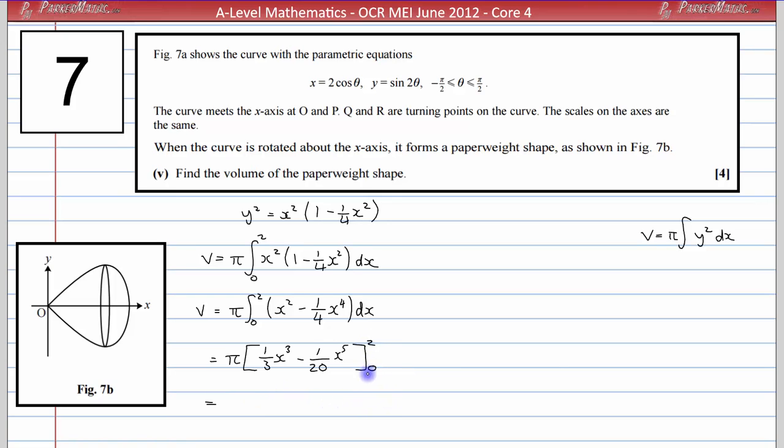If you notice that substituting 0 into both of these terms would give 0, we can just work out the upper limit and we get pi multiplied by a third times 2 cubed. 2 cubed is 8, so that becomes 8 over 3. And 2 to the power 5 is 32, so that's 32 over 20 or 16 over 10. And if you simplify that either using a calculator or in your head, you get 16 pi over 15.